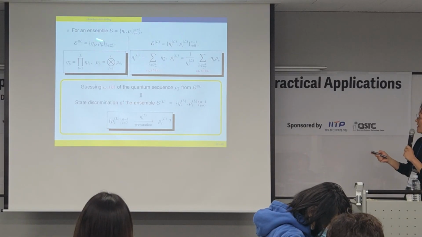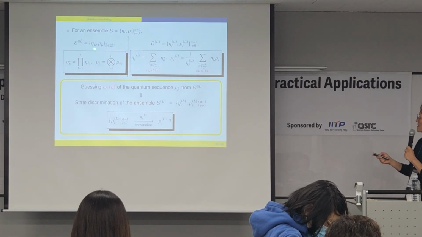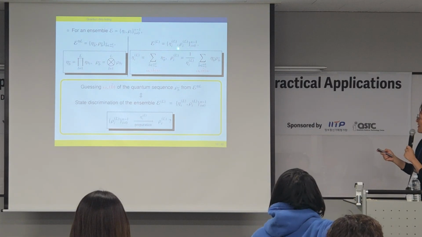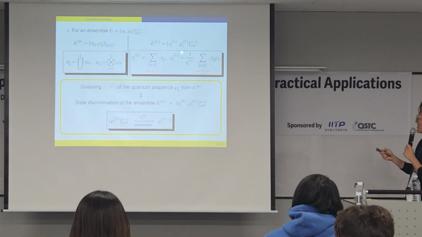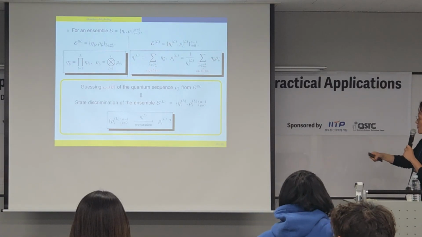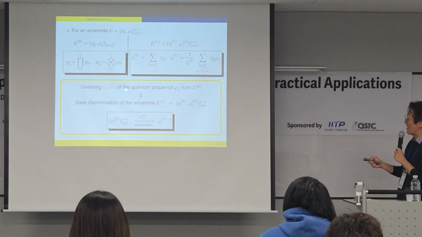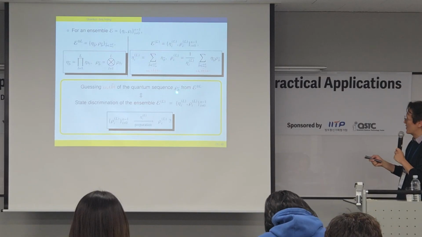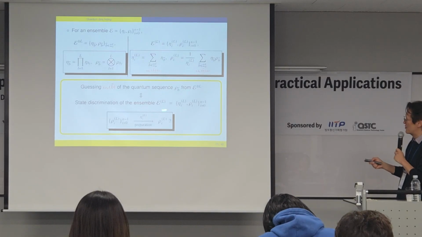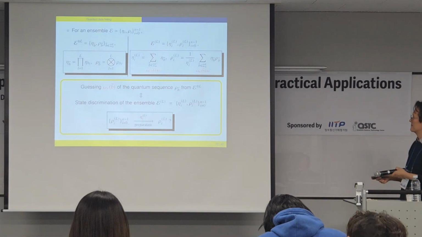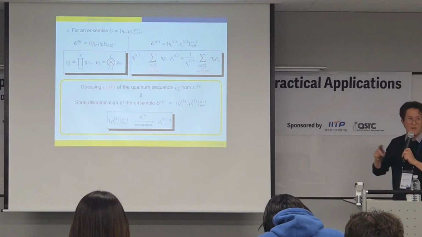So for this given quantum sequence ensemble, we can think about another quantum state ensemble, which consists of the mixture of the states with the same weight of the index. Then guessing the weight of this index for a given quantum sequence is equivalent to discriminating this mixture of the states in this ensemble. So everybody's okay with this?